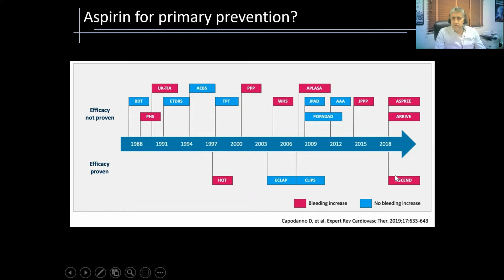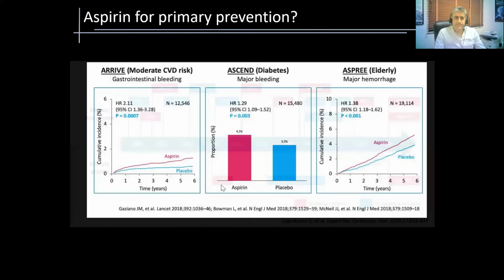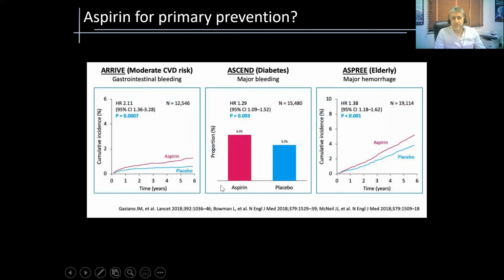So actually, if you conclude, you see that among all those trials of aspirin for primary prevention, there were only 2, the ECLAP trial and the ECLIPSE trial, which showed efficacy of aspirin without increased bleeding risk. So actually, you see that most of the evidence is against aspirin for primary prevention coming from all the other trials. Perhaps the 3 most important trials are those 3, the ARRIVE trial, the ASCENT trial, and the ASPREE trial, all of them published 4 years ago in 2018, 2 of them in the New England Journal and 1 in the Lancet.